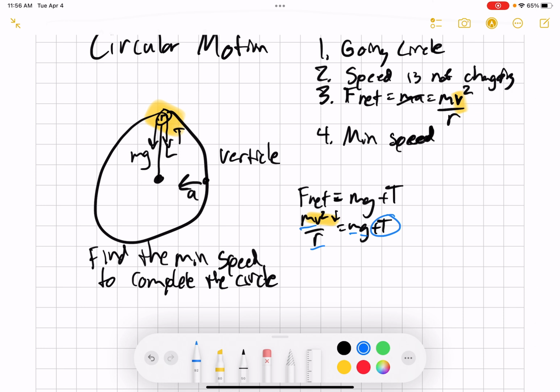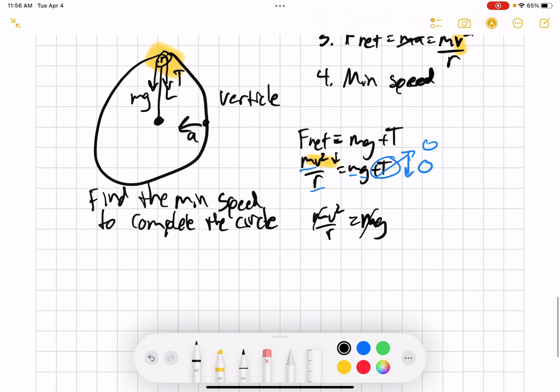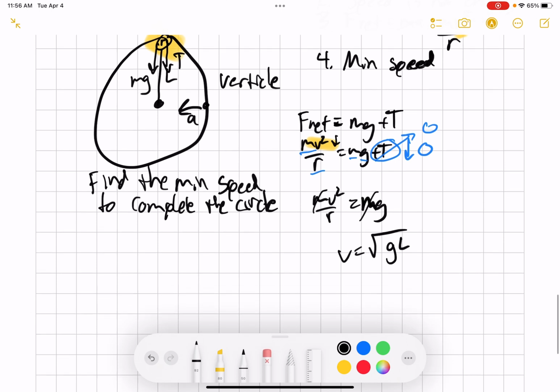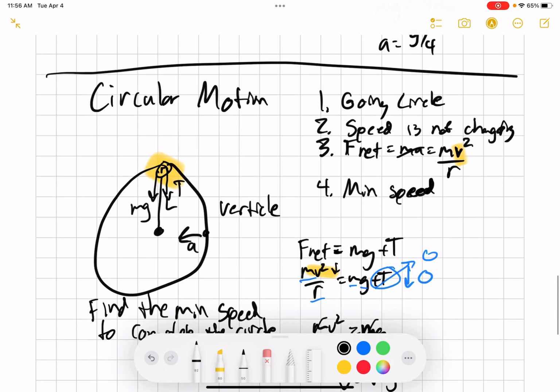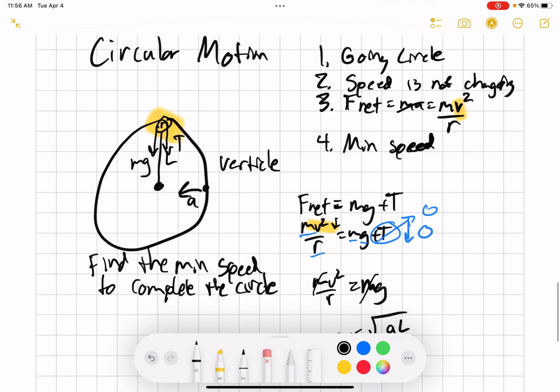So if I'm pulling on a string, what's the smallest force I can pull with a string? Well, I can't pull negative with a string, so the smallest possible number is 0. So this T is just going to go away to 0. And that will leave me with mv squared over r equals mg. So m's cancel, I'm solving for v, so v equals root gr. But I don't want to use r there, I actually want to use capital L, since that's the length of the string.